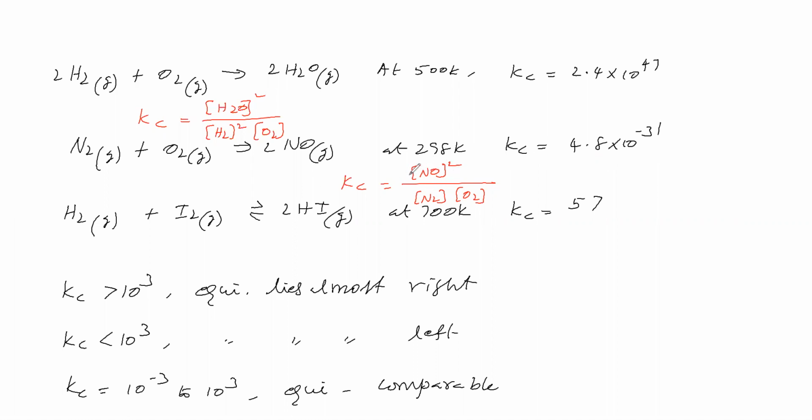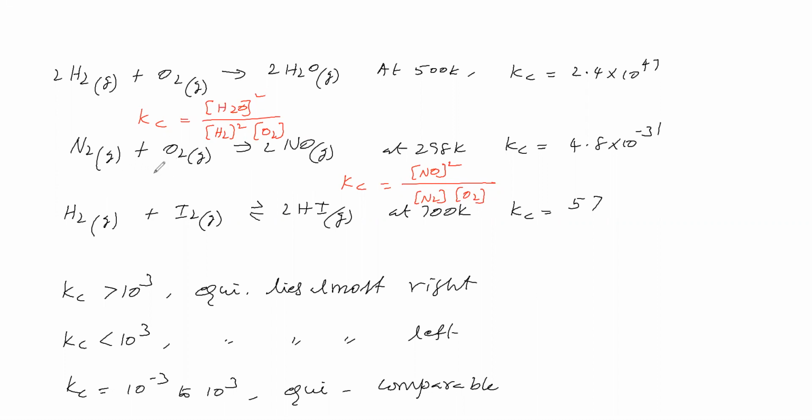That means the numerator is roughly 10 power 31 times smaller than the denominator. Kc is equal to 10 power minus 31, so the right side, that is NO, nitric oxide, concentration is roughly 10 power 31 times smaller than the left side. That means the right side concentration is much smaller than the left side concentration.